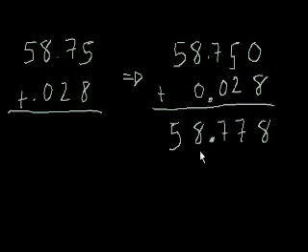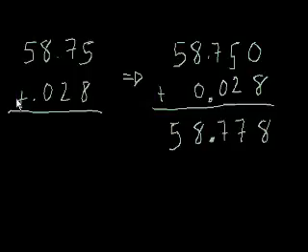The answer is 58.778. And it's always good to do a reality check to say, well, does my answer make sense? I have 58.75, so roughly 58, almost 59, 58 and 3/4, and I'm adding a very small number to it. I'm adding 0.028. So my answer shouldn't change much, I guess is the way you could view it.